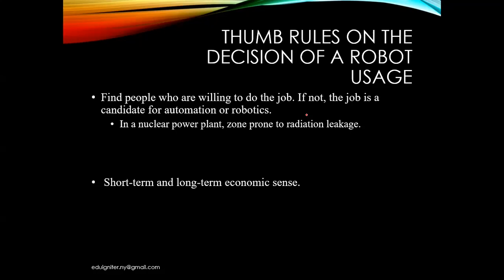And the fourth thumb rule is that the use of robots or automation must make short-term and long-term economic sense. For short-term batch production and for long-term economic sense, fixed automation is the example.